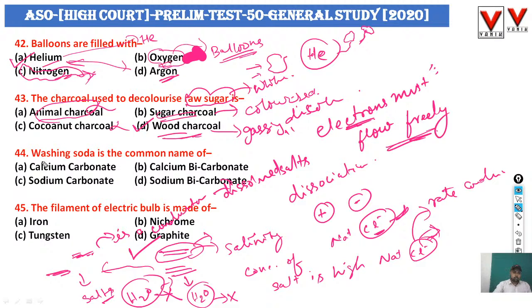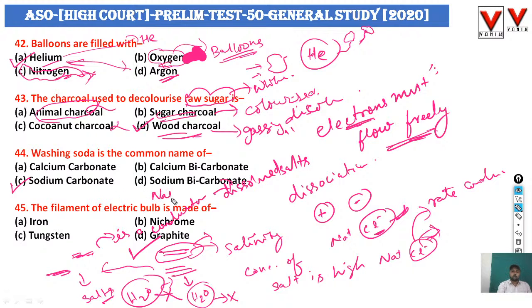Okay, so moving on to the next question, question number 44. Washing soda is the common name of... Yes, washing soda is the common name of sodium carbonate. Okay, sodium carbonate is your normal washing soda.